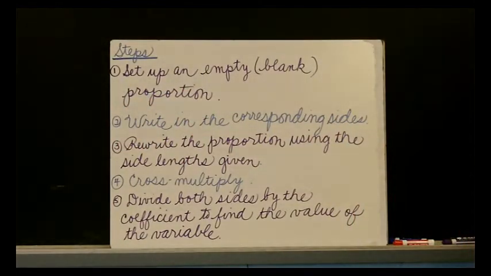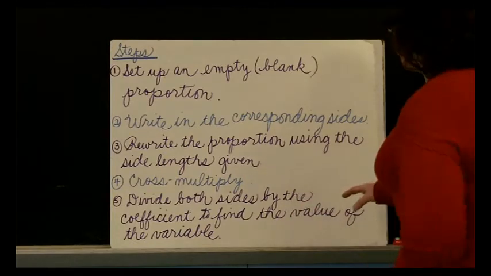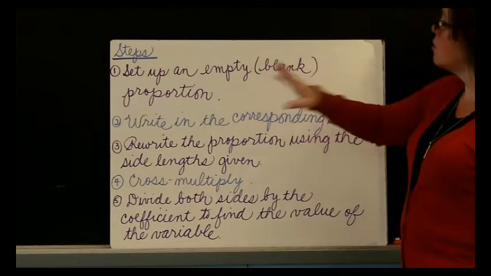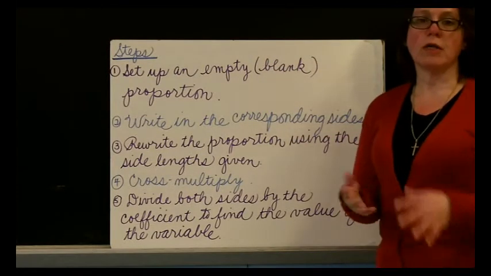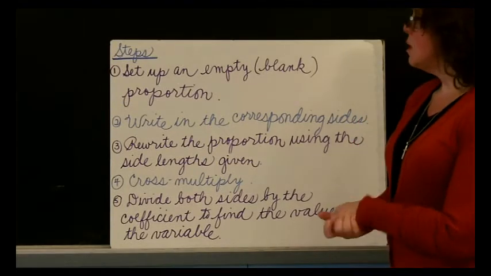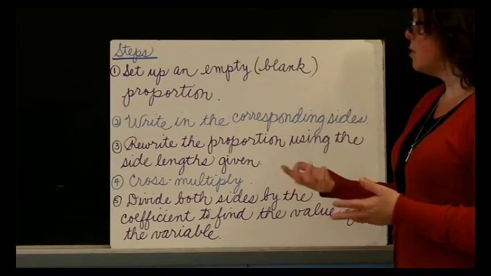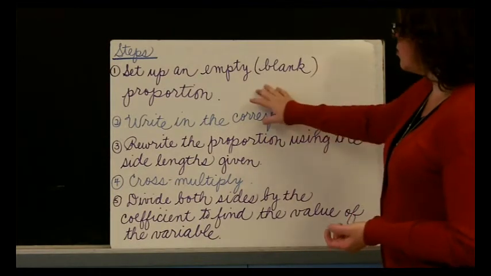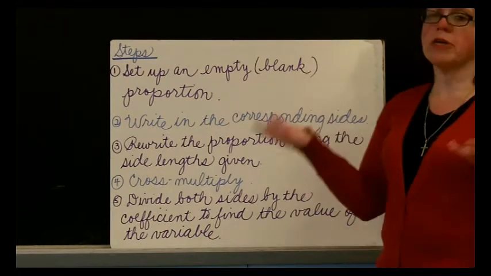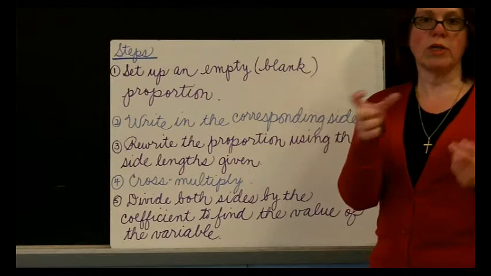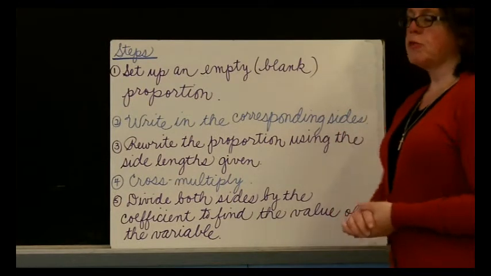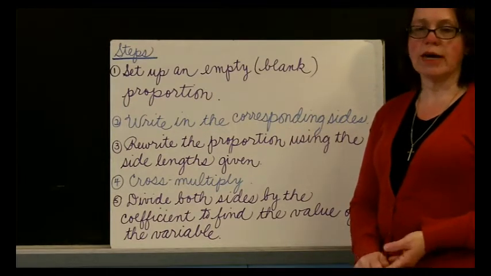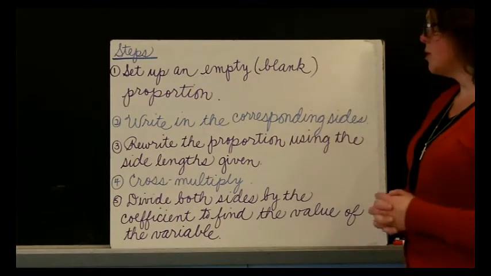Now this lesson's a little bit more complicated than the previous one, so to make it easier to follow, I have a list of steps that you'll need to follow for the examples in this lesson. The very first thing you have to do when we are talking about sides and similar figures and their measurements is start by writing an empty or blank proportion, so basically one fraction bar equaling another fraction bar. After we have that, we are going to fill in the names of the corresponding sides, numerators and denominators on both sides.